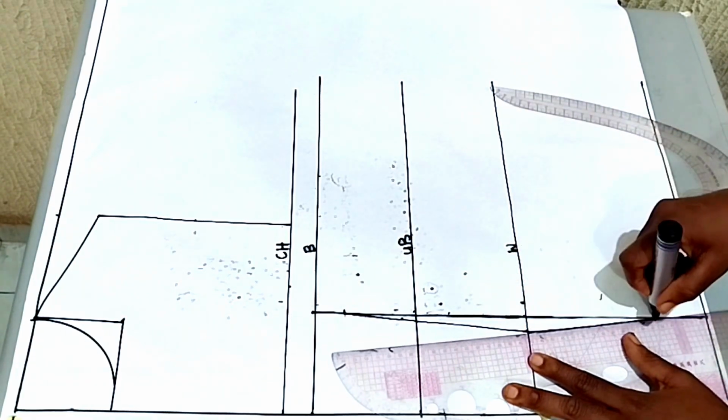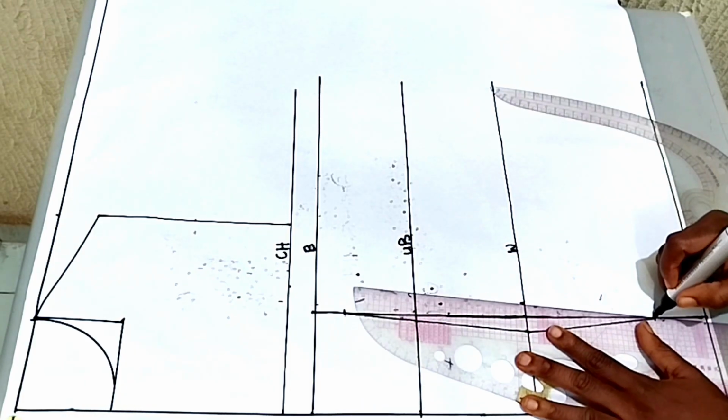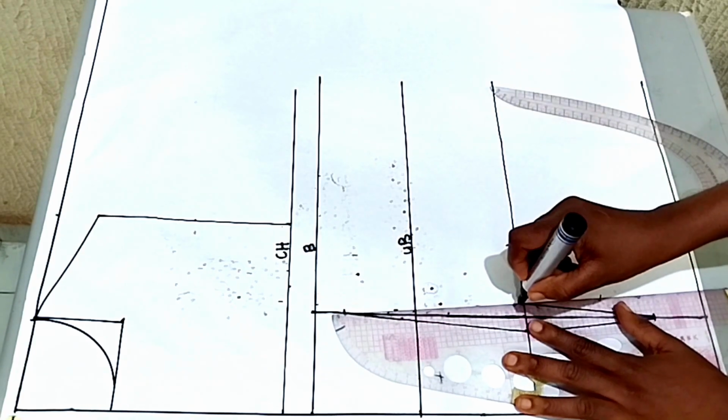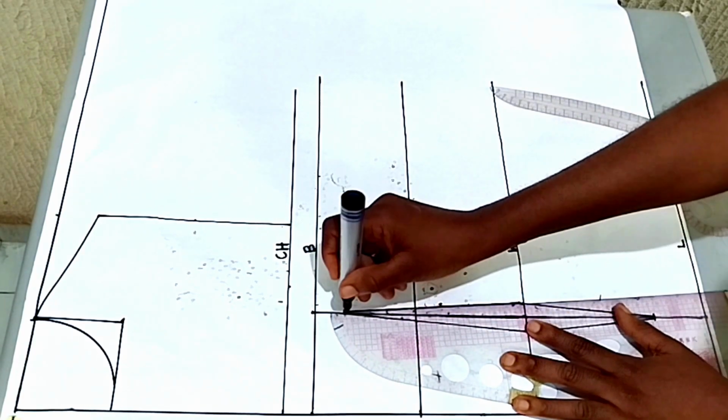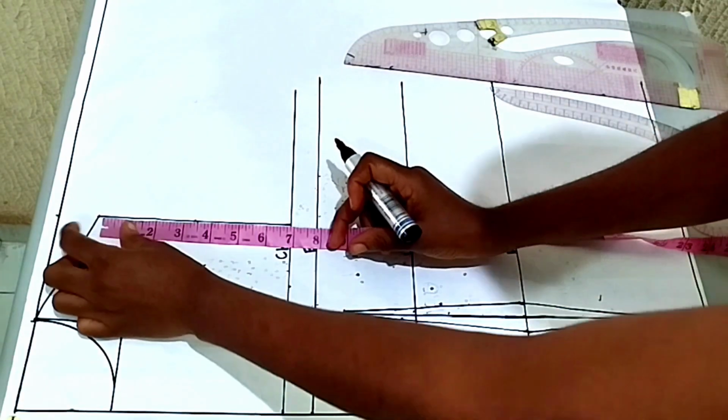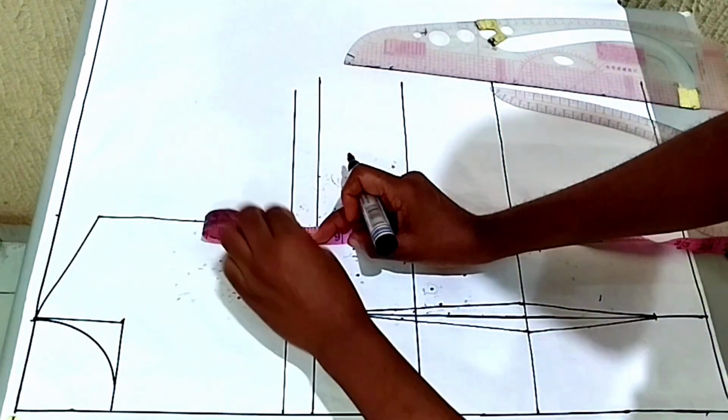Please, your dart should not start on your bust line. It should start 1 inch below your bust line. That is the perfect way to get it.